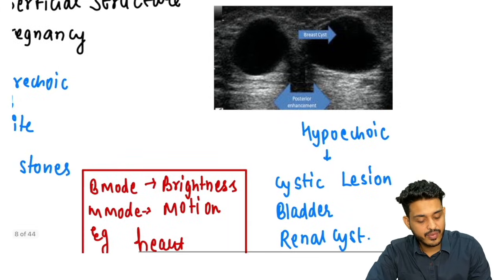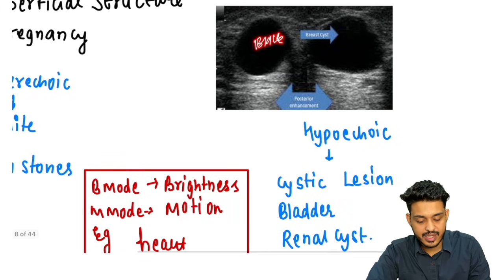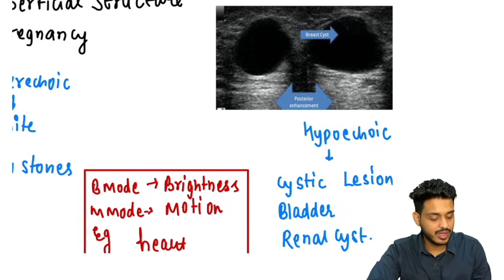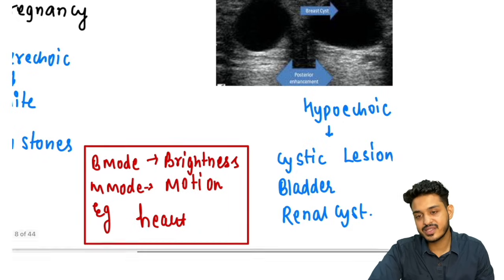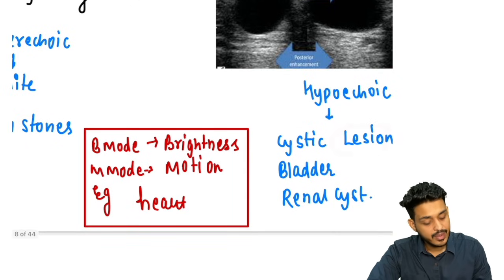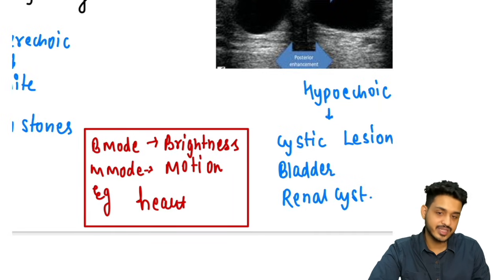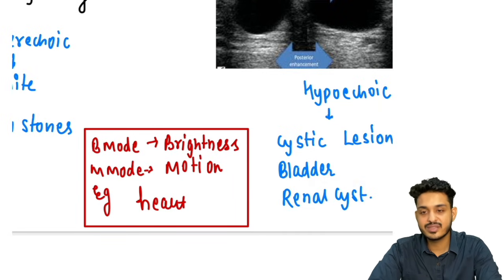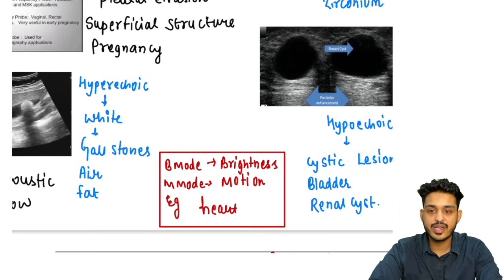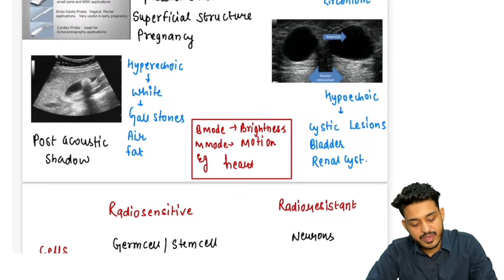If you find something very black, something very hypoechoic or anechoic, you can call it a cystic lesion. We can have this type of appearance in the bladder. We can have this type of appearance in a renal cyst also, right? So anytime you have cyst formation in the body, it will be appearing what?